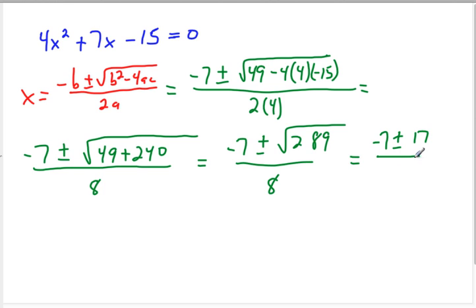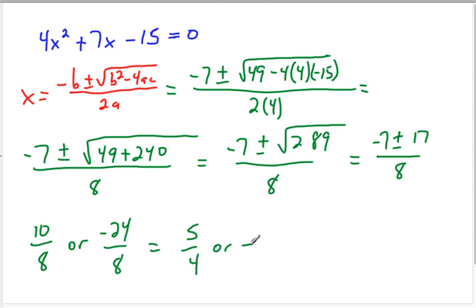So 17 over 8. So negative 7 plus 17 is 10. So we have 10 over 8. Or negative 7 minus 17 would be negative 24 over 8. So we either have 5/4 or -3, and they both work. So that's what x equals, right? So I guess I should write it like this. X equals 5/4 or -3.